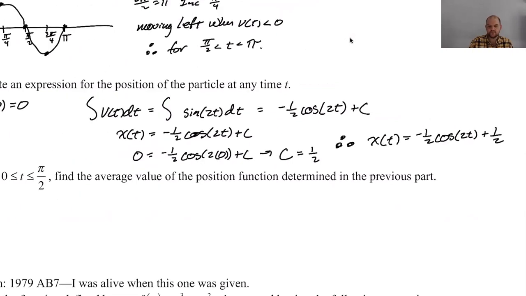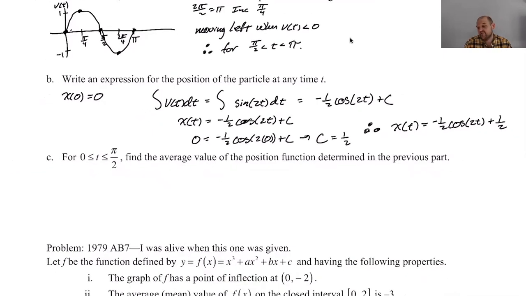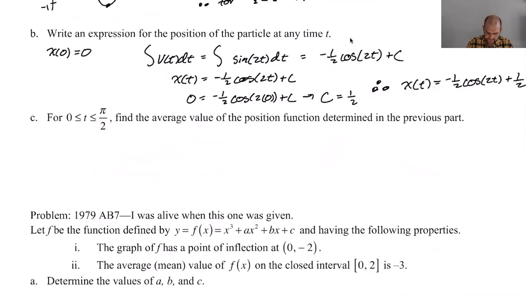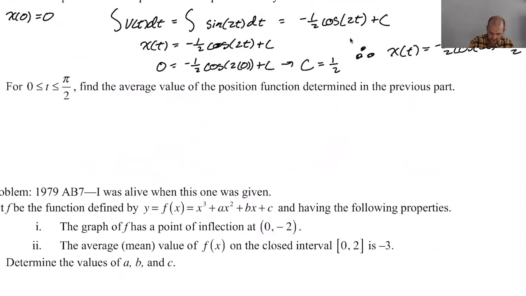Therefore, all right, find the average value of the position function determined in the previous part. I have a hard time imagining why the average value of the position function would matter. Like, on average, where is this thing? I don't know. But to do it, we're just going to do the integral over the interval. So we're going up one more level.